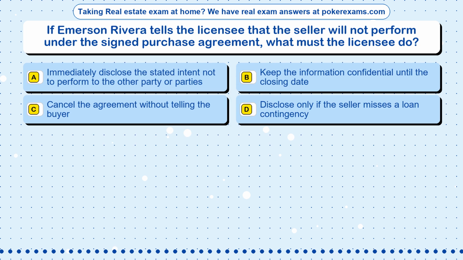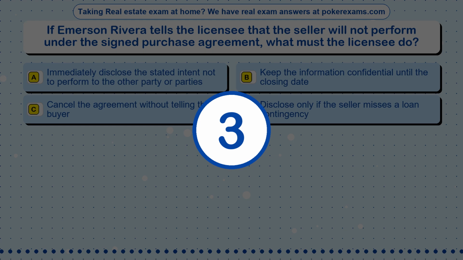Question 9. If Emerson Rivera tells the licensee that the seller will not perform under the signed purchase agreement, what must the licensee do? Option A, immediately disclose the stated intent not to perform to the other party or parties. Option B, keep the information confidential until the closing date. Option C, cancel the agreement without telling the buyer. Option D, disclose only if the seller misses a loan contingency.